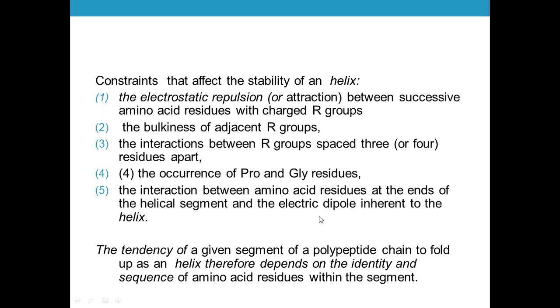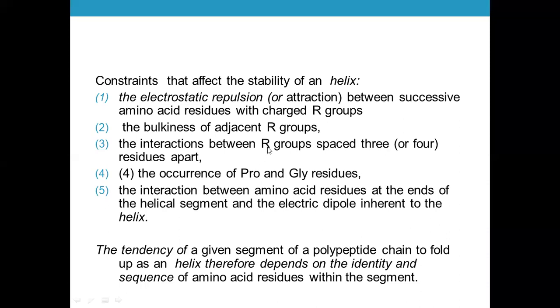The interaction between amino acid residues at the end of the helical segment and the electric dipole inherent to the helix can also affect the stability of the helix. It's already been mentioned that the R groups spaced 3 to 4 residues away can interact, so it can affect the stability. It may stabilize more, or it could destabilize rather. It can stabilize or it could destabilize.